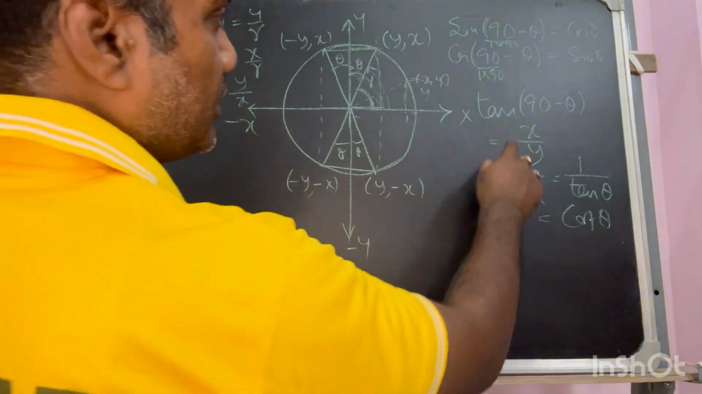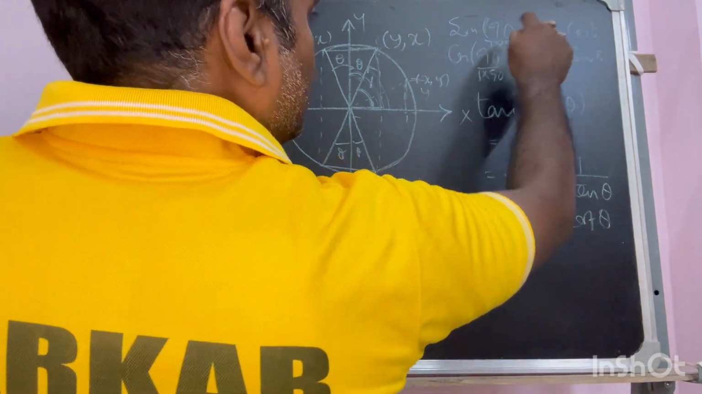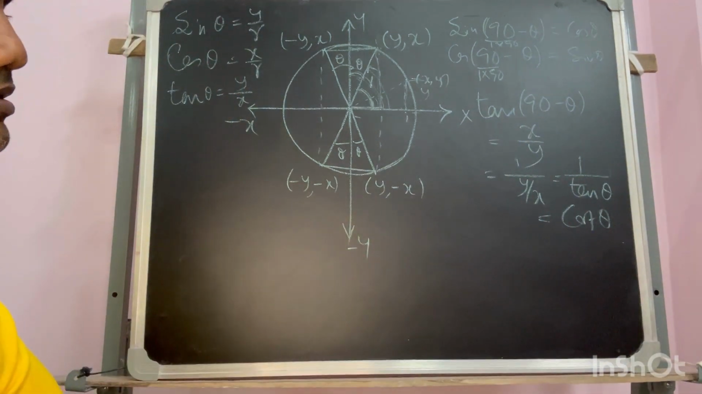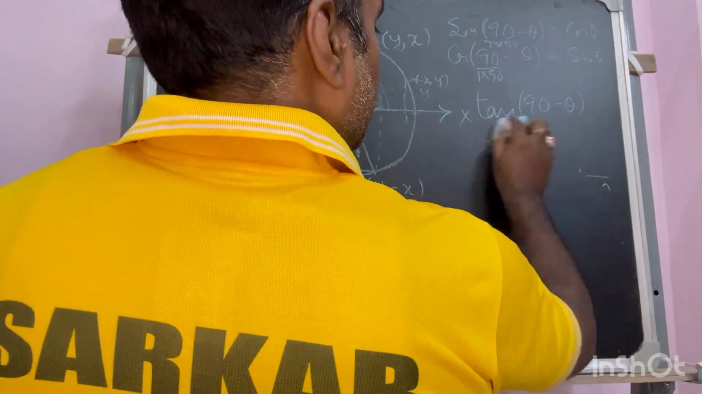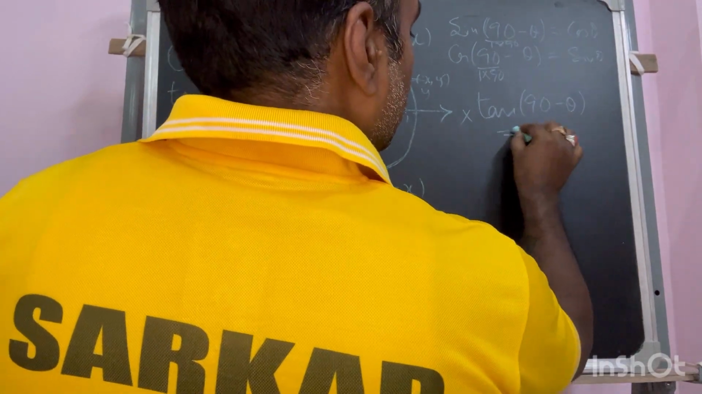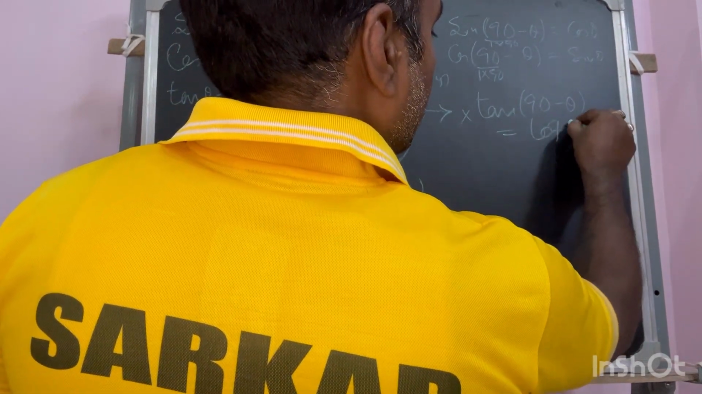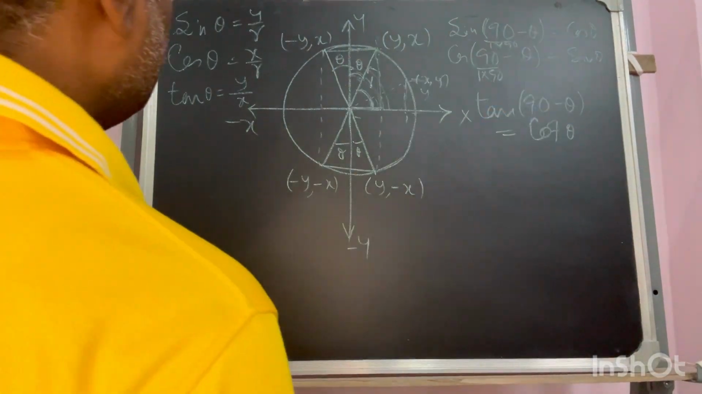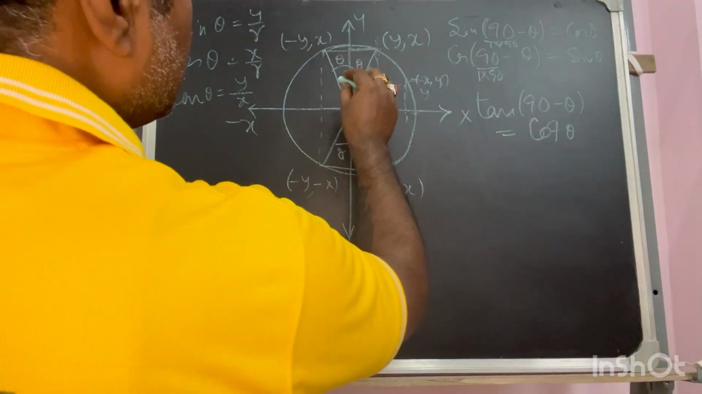Understood? So the same way, sine converting to cos, cos converting to sine, tan converting to cot, and the other relations similarly. So you can directly write that is equal to cot of theta. Understood? So the first coordinate is gone. Now go to the second coordinate.